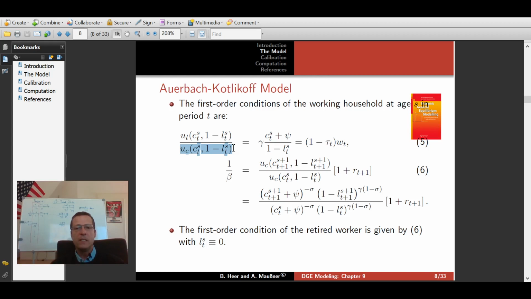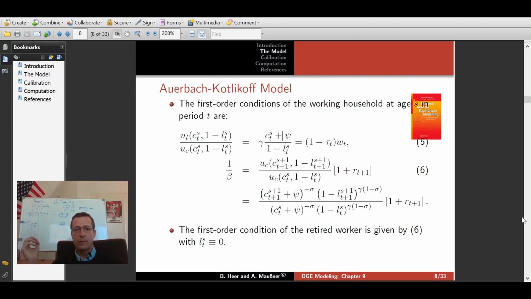And the very convenient feature of our Cobb-Douglas utility function is that we have, as a consequence, a linear function in consumption and leisure, or we can relate consumption and labor linearly to each other, which will be very convenient for the programming.